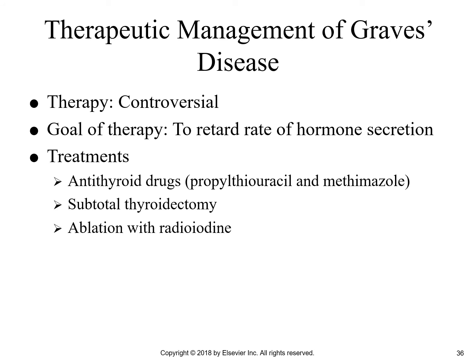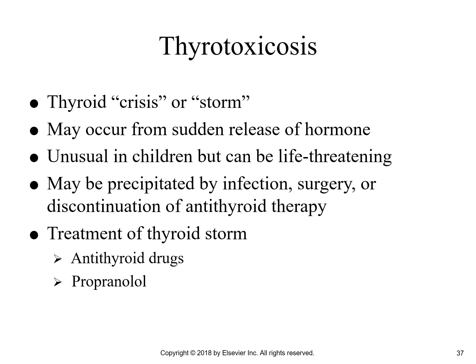Therapy is controversial. The goal of therapy is to retard the rate of hormone secretion. So they will give antithyroid drugs, maybe a subtotal thyroidectomy or ablation with radioiodine. Thyrotoxicosis, known as thyroid crisis or thyroid storm, may occur from sudden release of the hormone. It is unusual in children but can be very life-threatening. It may be precipitated by infection, surgery, or discontinuation of the antithyroid therapy, and treatment of thyroid storm would be antithyroid drugs and propranolol.